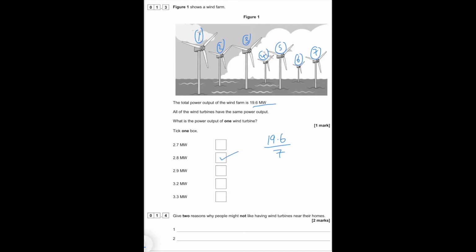There are two reasons why people might not like having wind turbines near their homes. So first of all, it's causing visual pollution. They don't look nice. And the second most common answer would be that it gives noise pollution as well. They are quite noisy. But also you could think of things like they will affect flying wildlife like birds, so they could be dangerous to those, as well as it could lower house prices.